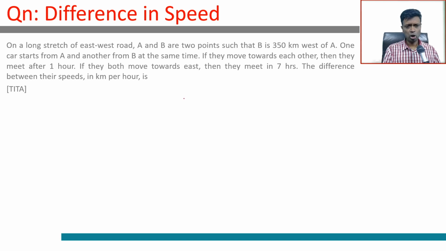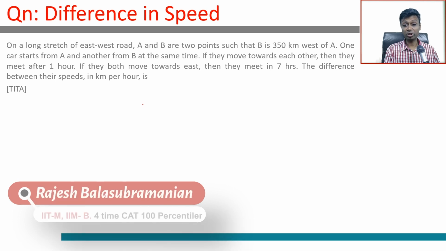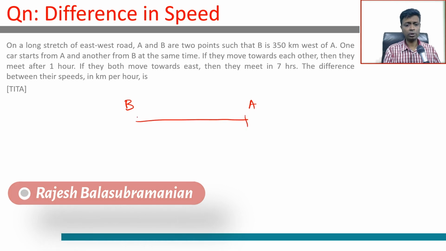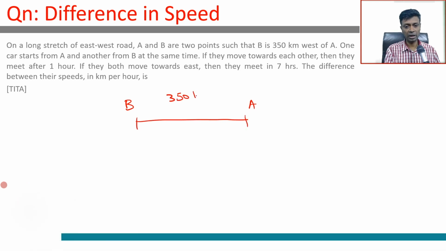Difference in speed. On a long stretch of east-west road, A and B are two points such that B is 350 kilometers west of A. So B here, A here, 350 kilometers is the distance between B and A. One car starts from A and another from B at the same time. If they move towards each other, then they meet after 1 hour.